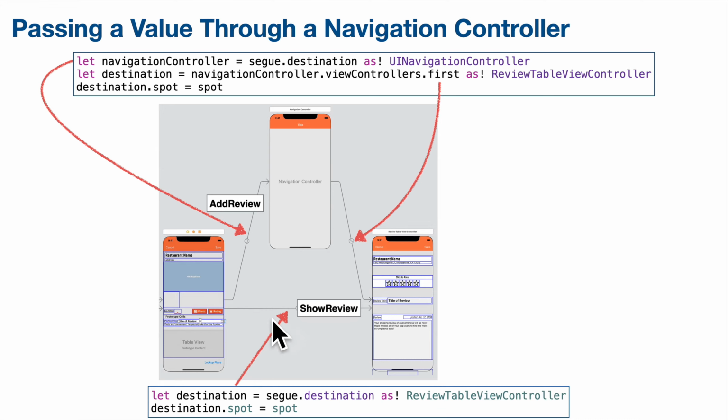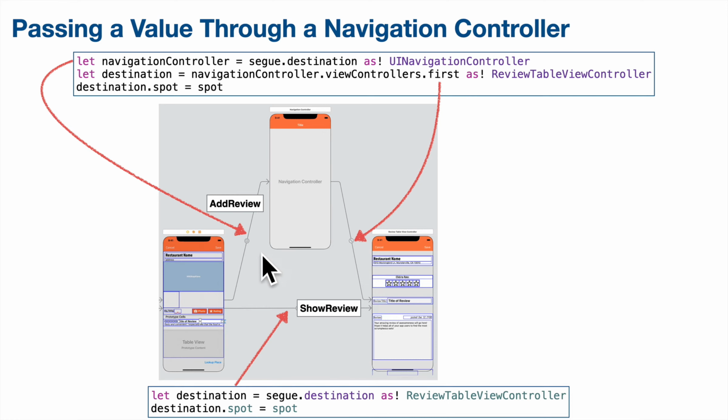You see, we can't get the destination as segue.destination because the destination is the first view controller that we're headed to in this segue, and that's actually this navigation controller here. So what we need to do is first get this navigation controller and then use this navigation controller to get to the view controller that we're eventually headed to. So we just need to pass through the navigation controller.